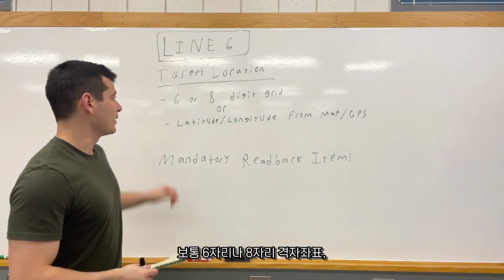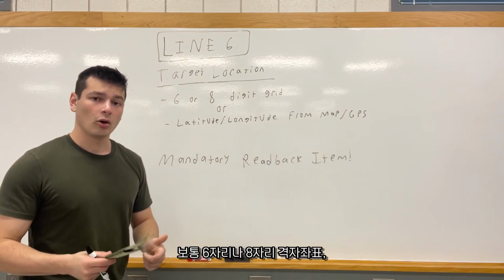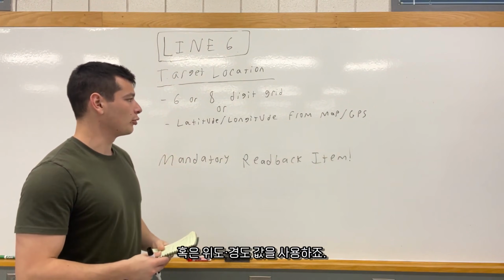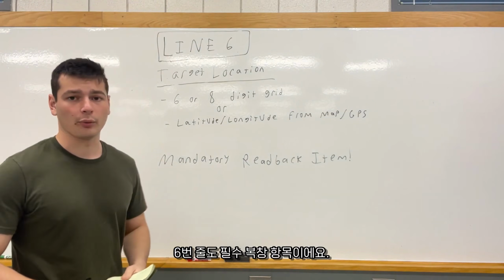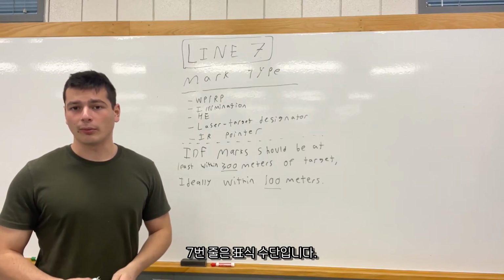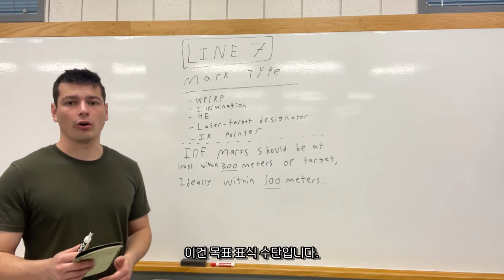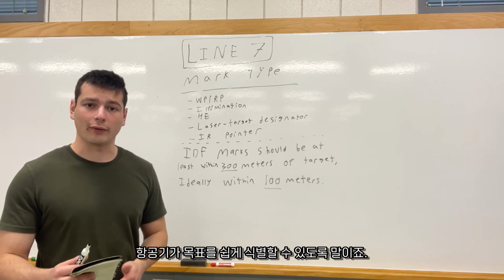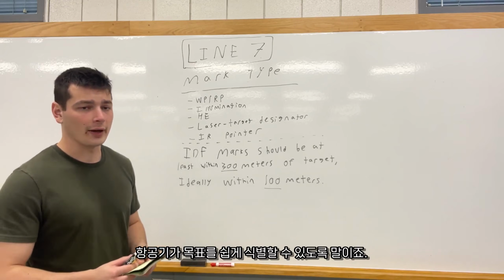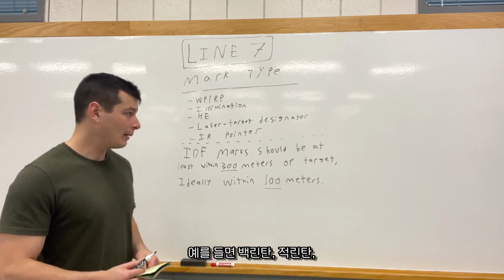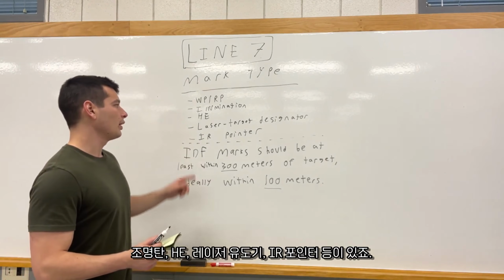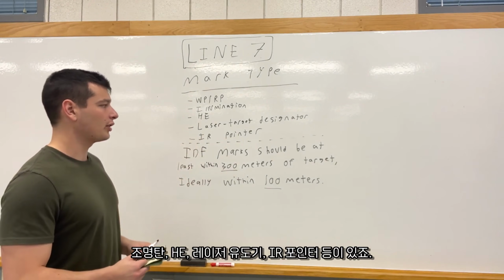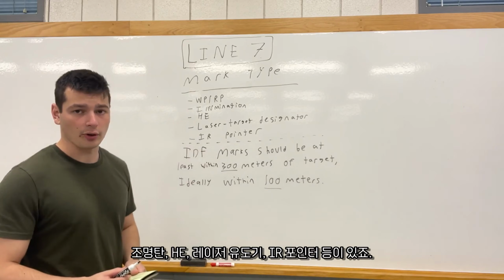Typically, this is going to be either a 6 or 8 digit grid or latitude or longitude pulled from a map or a GPS. Line 6 is also a mandatory readback item. Line 7 is the mark type. This means what you are marking the target with so that the aircraft has an easier time visually identifying it. Some examples of mark types include white phosphorus or red phosphorus, illumination, HE, laser target designator, or your IR pointer.